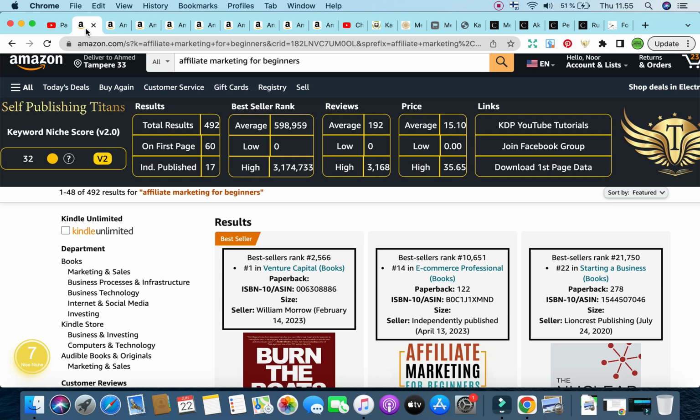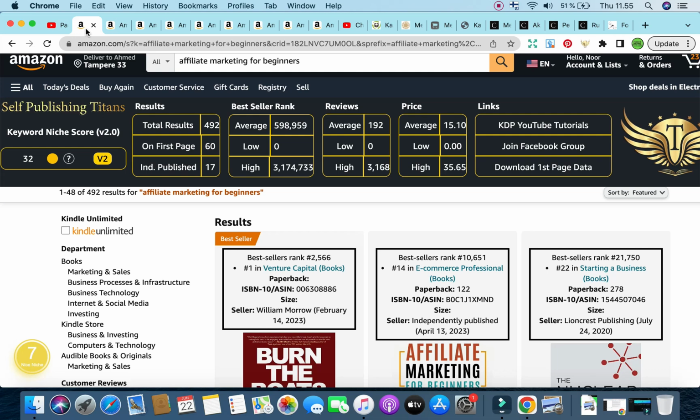598,959, and yes, I do understand it is slightly high, but there is potential to earn using this keyword, and there is also potential to niche down based on the keyword, provide value and get consistent sales as well. We've got an average reviews of 192 and an average price of $15.10.